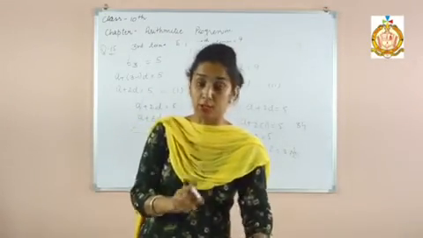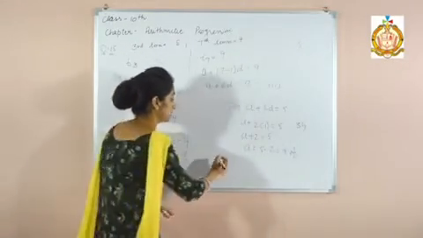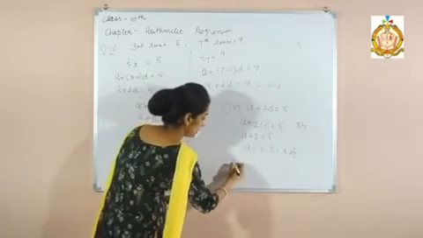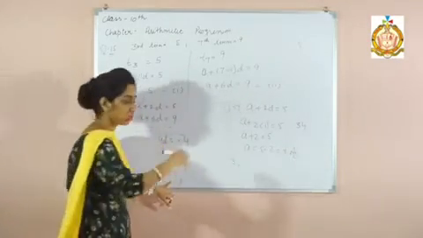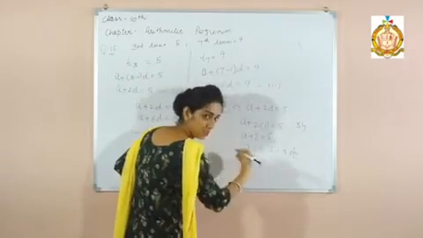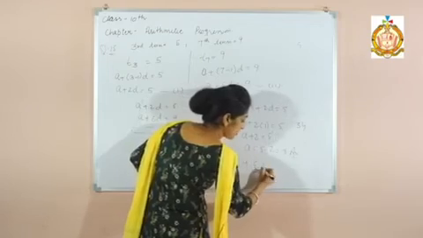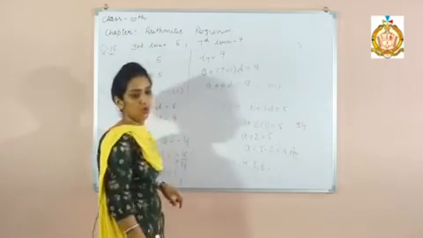And now determine the AP. We have to make a series. Now the first term is 3 and the common difference is 1. So 3 plus 1 is 4, 4 plus 1 is 5, 5 plus 1 is 6, and so on.